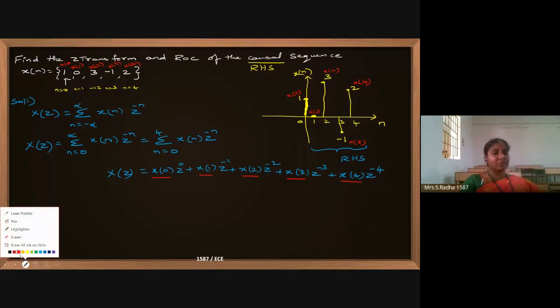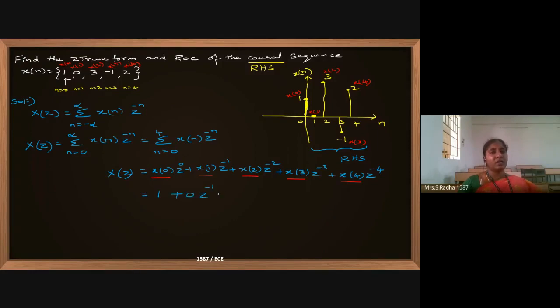Now I will directly substitute those values in the expanded equation. x of 0 is 1, so 1 into Z power 0 is also 1, since Z to the power 0 is 1. Next value is 0, so 0 into Z power minus 1. Next, 3 into Z power minus 2. Minus 1 into Z power minus 3. And plus 2 into Z power minus 4. So the final Z transform x of Z, the 0 terms you can remove: 3 Z power minus 2 minus Z power minus 3 plus 2 Z power minus 4.